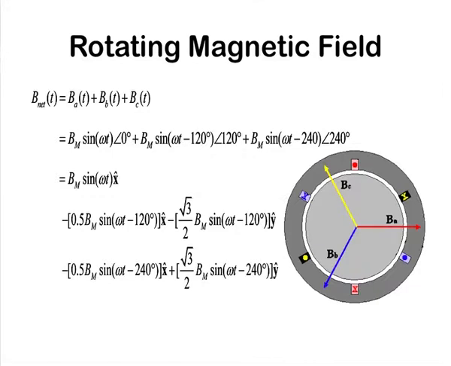Mathematically, we can also prove that this magnetic field will be rotating in nature. You can see the three flux densities are being taken, and ultimately a mathematical formula has been derived. If you place the value of time t, you will find that this field is rotating in nature.